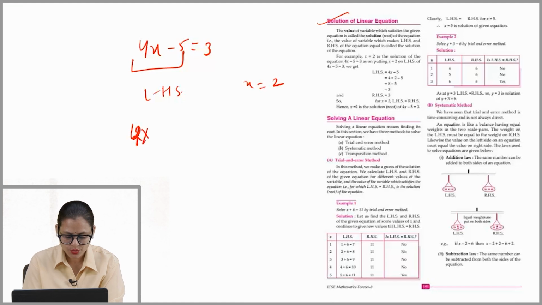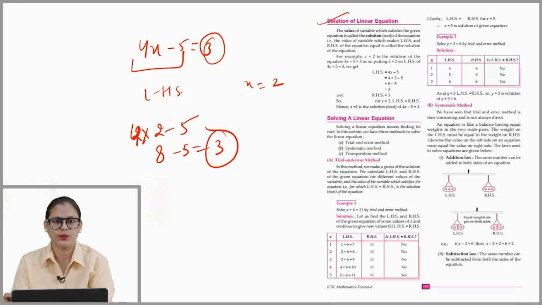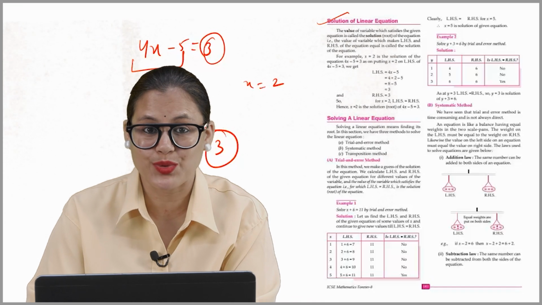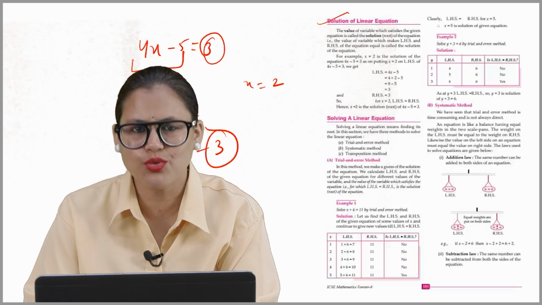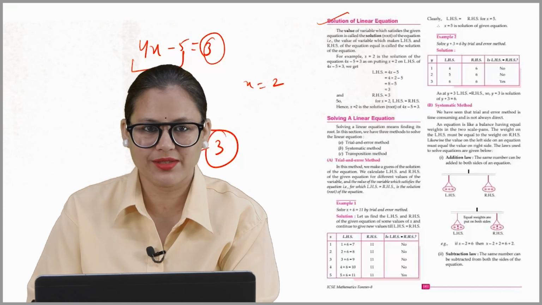4 into 2 minus 5. 4 into 2 is 8, minus 5 is 3, and 3 is equal to the RHS. So both the sides are equal. So x is equal to 2 is the solution, or you can say root, of 4x minus 5 is equal to 3. Next, solving a linear equation.